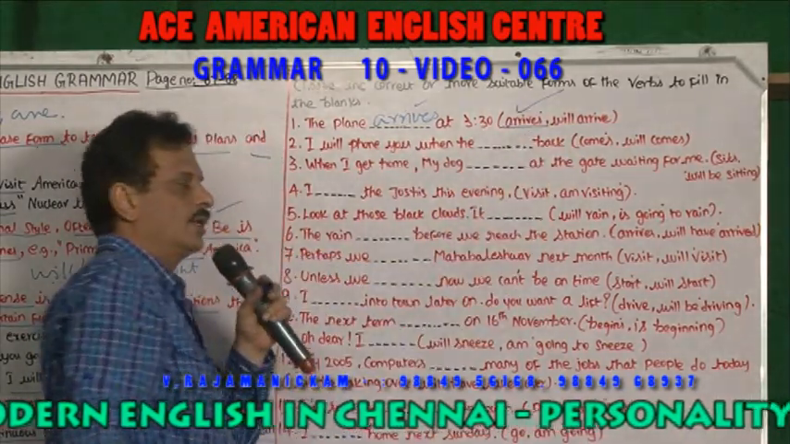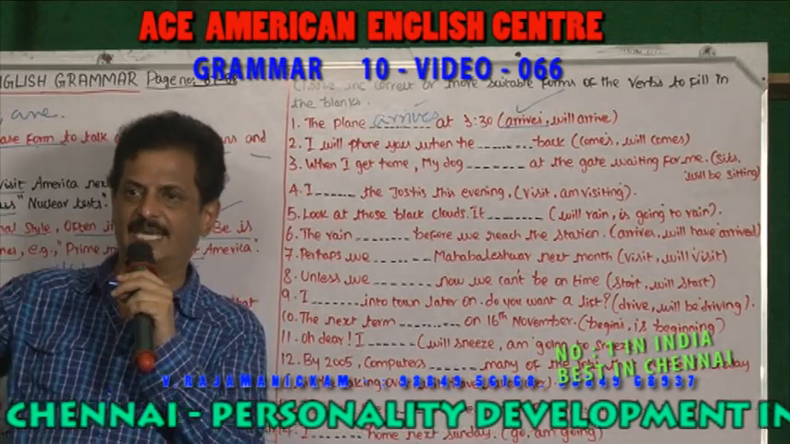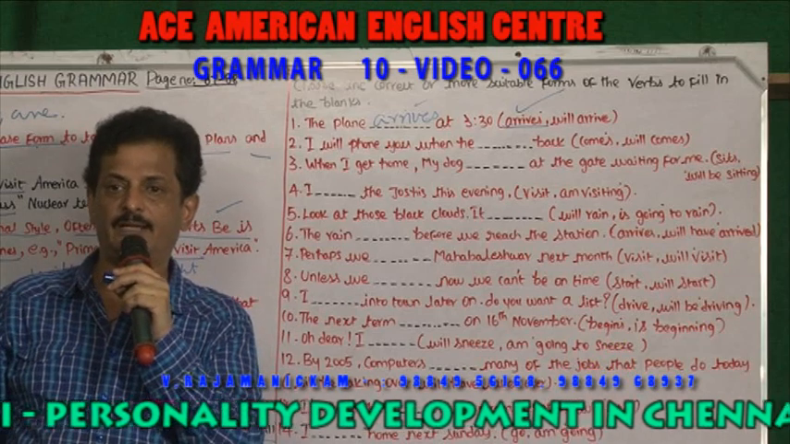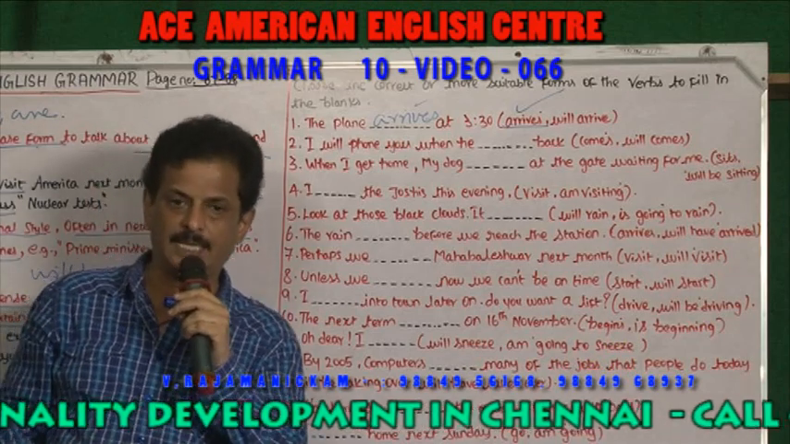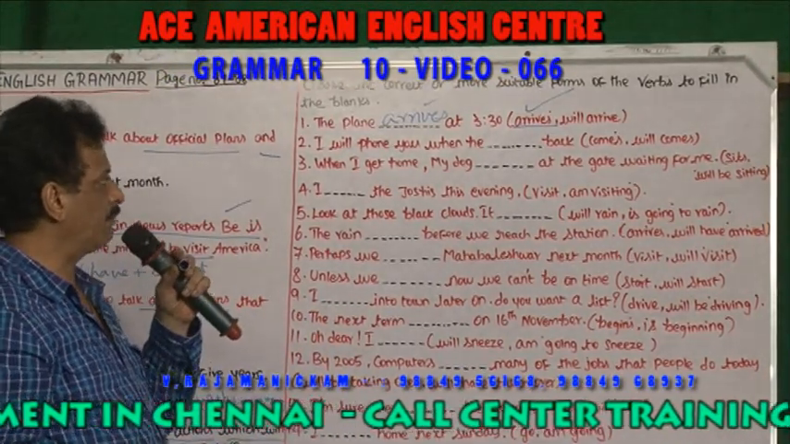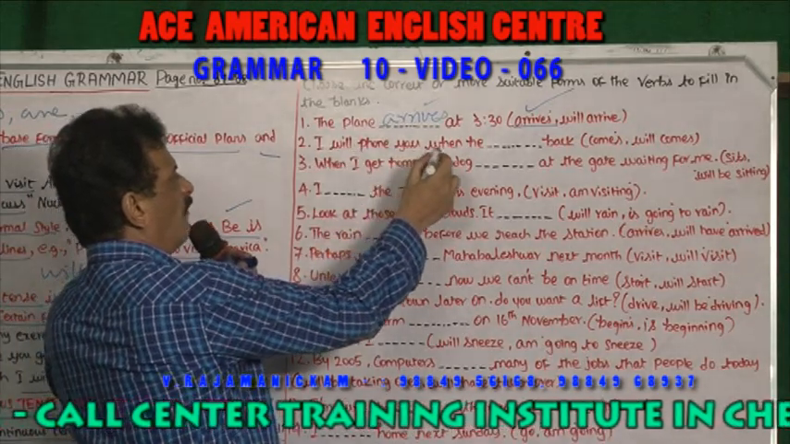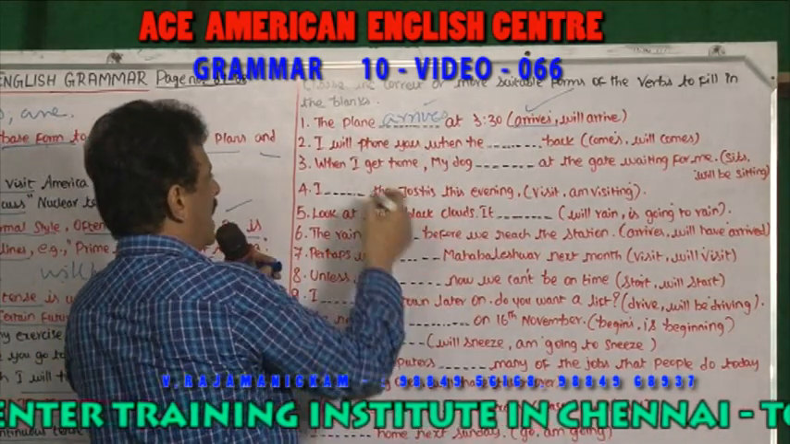Why do you use arrives? Because a program which is pre-planned and prefixed, and timetable and arrangements are made, there you are using present tense, right? The train arrives. So the plane arrives at 3:30. I will phone you when he dash back.